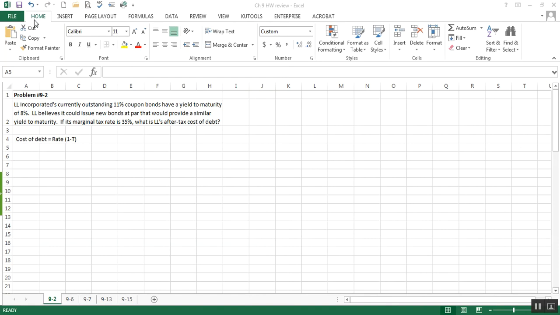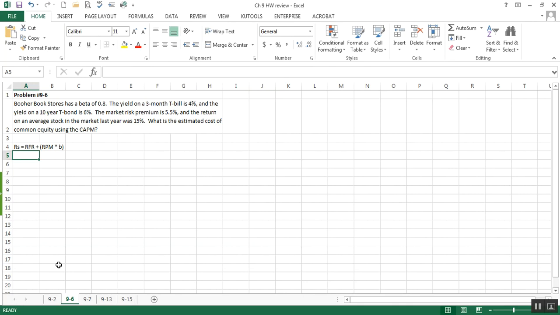The formula for cost of debt is rate times 1 minus the tax rate. The rate that we would use is what we believe we could issue the debt at today. Therefore, we ignore the 11% coupon and focus on the yield to maturity of 8%. The formula would be 8% times 1 minus the marginal tax rate of 35%. As a percentage, our cost of debt is 5.2%.